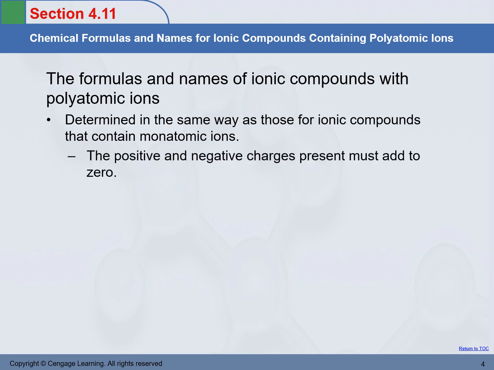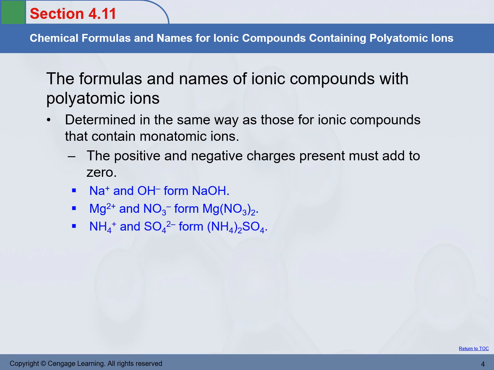To come up with the formula, the positive and the negative charges present must add to 0. Okay? Sodium and hydroxide, the formula will be sodium hydroxide, magnesium and nitrate. It needs to be 2 nitrate ions to balance the magnesium ion. And you need 2 ammonium ions to balance out the 2 negative from sulfate.